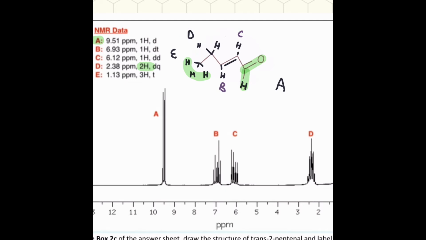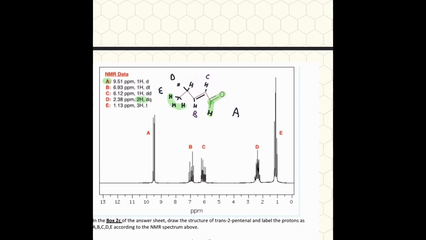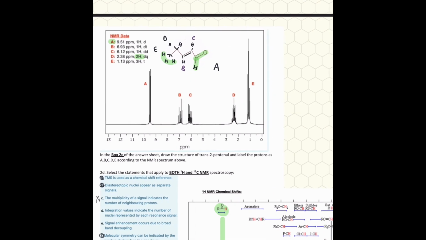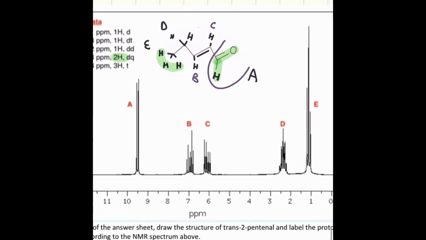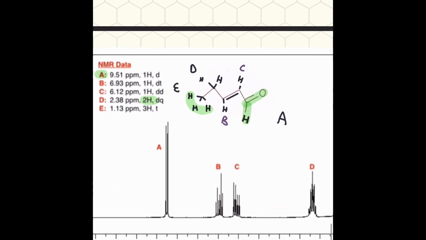Then it gets a little bit more tricky, but initially we know that the aldehyde hydrogen would have to be the most downfield one, and this is confirmed by the H-NMR chemical shift table. So we know that this has to be A. And then we have to use coupling to figure out B and C. For B, it's a doublet of triplets, and for C, it's a doublet of doublets. For this hydrogen, there is a triplet and a doublet, so it has to be the doublet of triplets. For the other one, there's a doublet and another doublet, so that one has to be C.